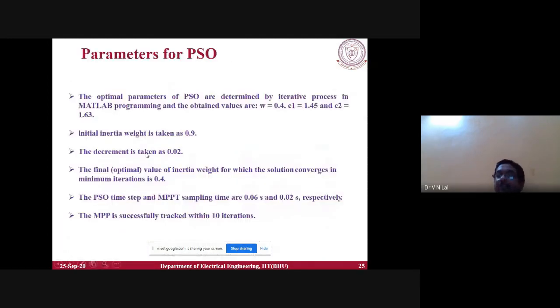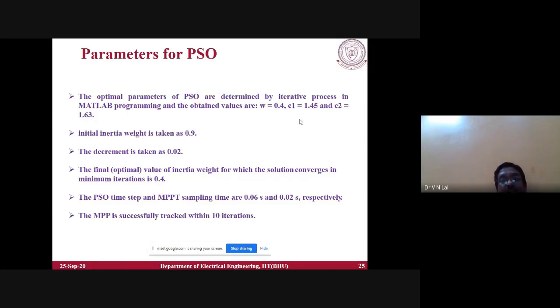Okay, now the parameters of PSO are calculated. So this is the process we have to do before the real implementation of PSO in the real PV system. So we have to calculate the inertia weight and the parameters C1, C2, R1, R2, etc. So how are these calculated? Actually, these are calculated by using an iterative process in MATLAB programming.